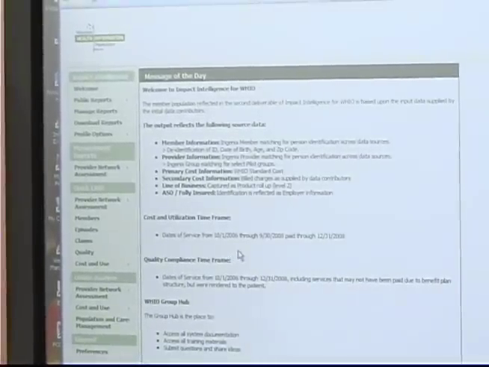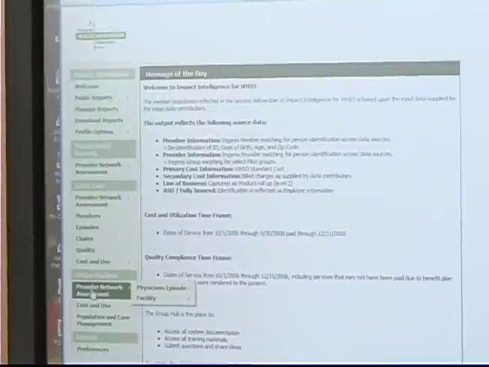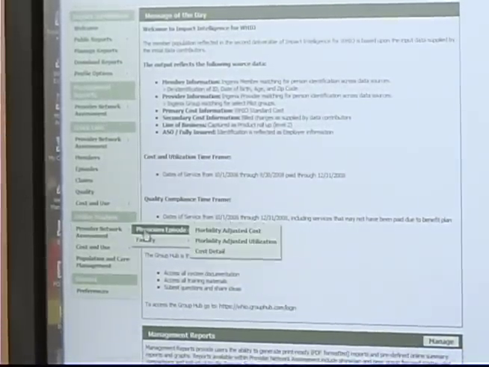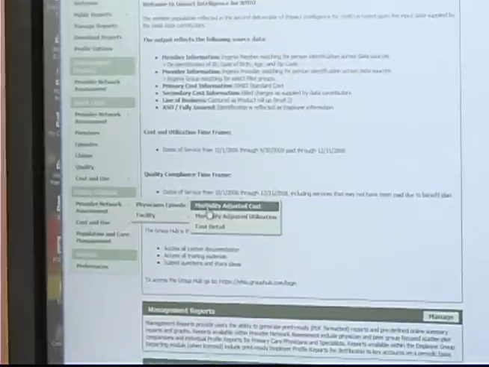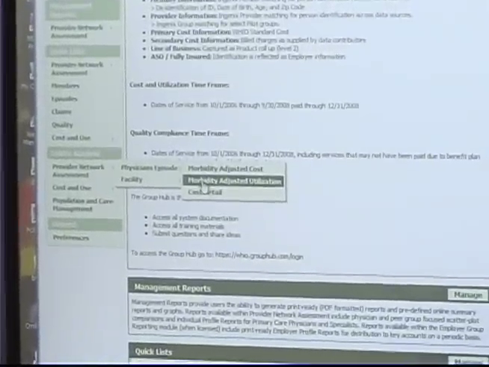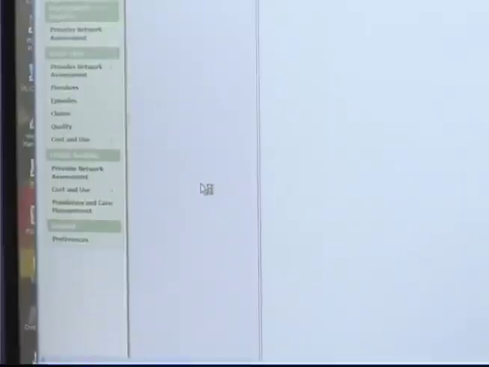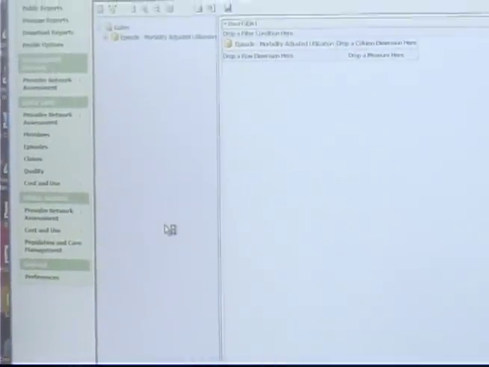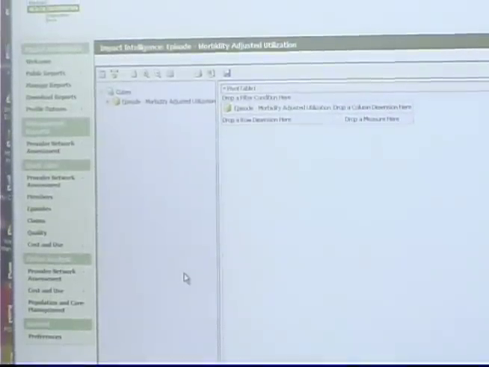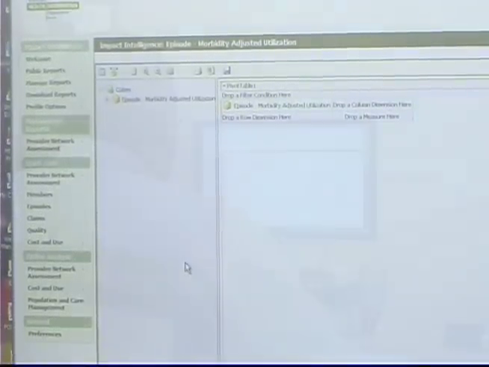Because we're asking questions about providers, we're going to the Provider Network Assessment, and we're going to be focusing on asthmatics. So we're going to define some episodes of care, and we want to take into account patient severity of illness, so we want them morbidity adjusted. That brings us to the data cubes. The data cubes hold pre-sliced and diced information so that the query time is almost instantaneous.